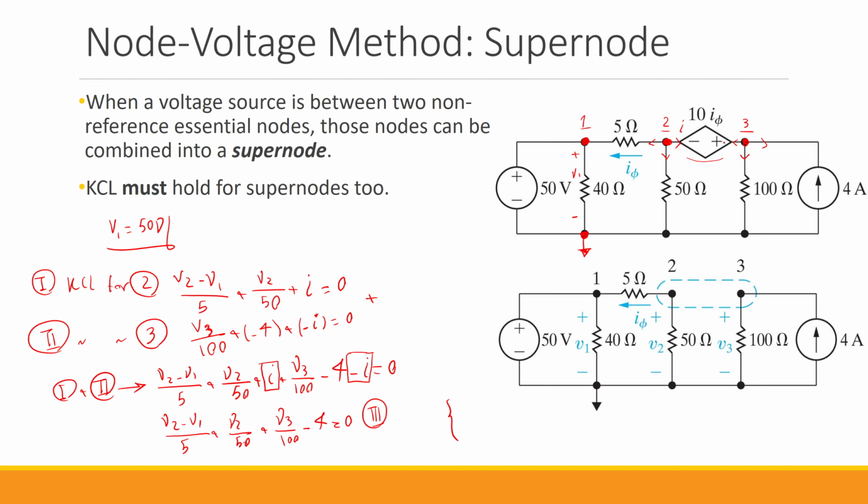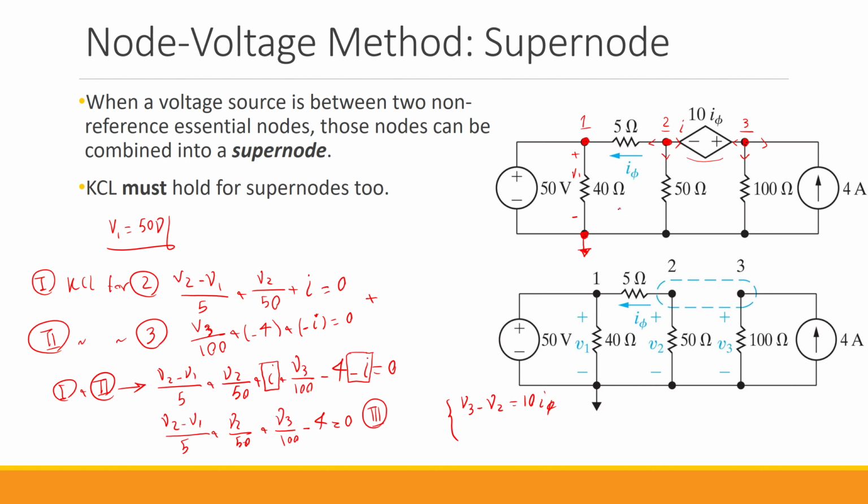Considering that the positive side of this voltage source is connected to node 3 and the negative side connected to node 2, we know that V3 minus V2 equals 10 I phi, right? That is the equation that we can get because we have this voltage source connected between these two non-reference essential nodes.